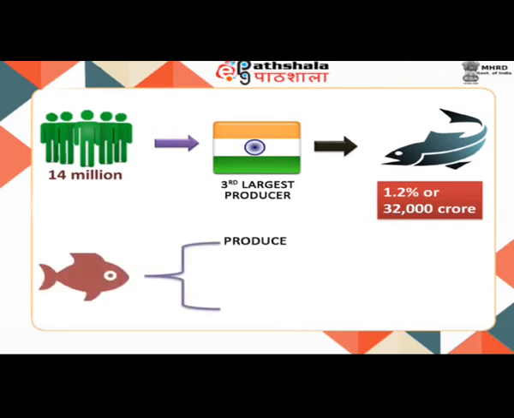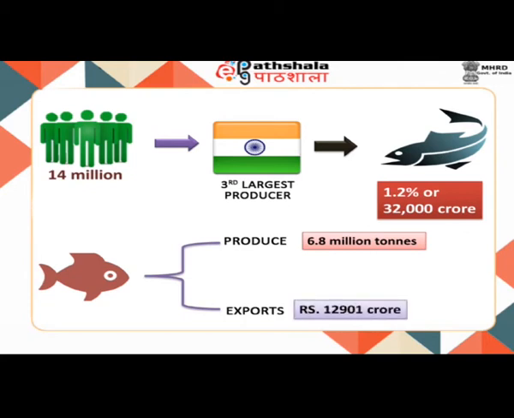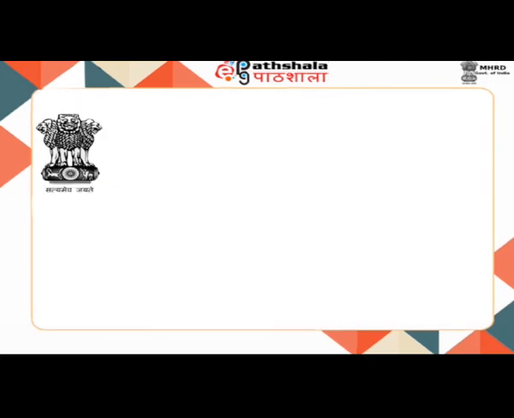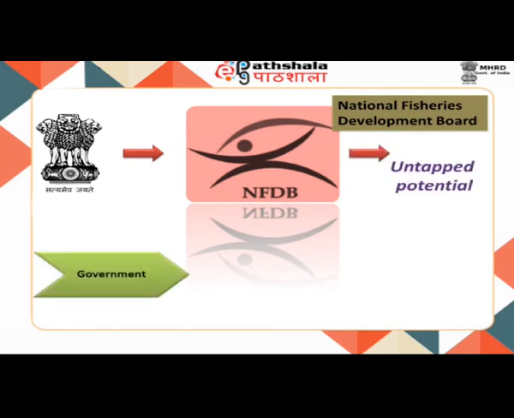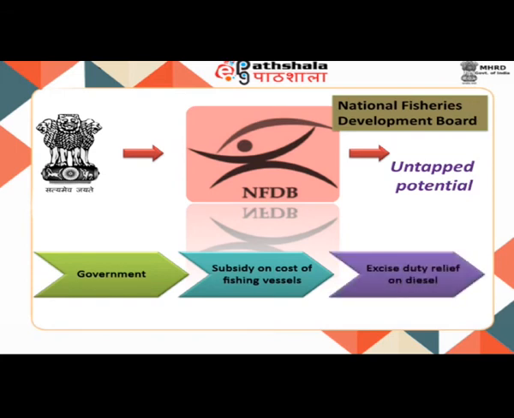India produced around 6.8 million tons of fish in 2005-6 and exports amounted to rupees 12,901 crores in 2010-11. The Government of India set up the National Fisheries Development Board (NFDB) to capture the untapped potential. The government also provides subsidy on the cost of fishing vessels and excise duty relief on diesel.